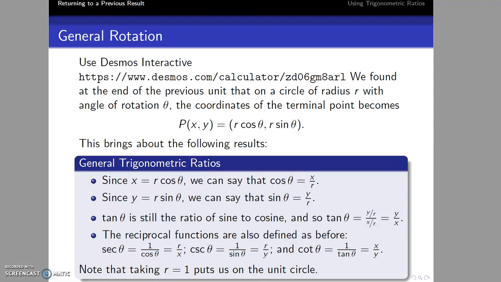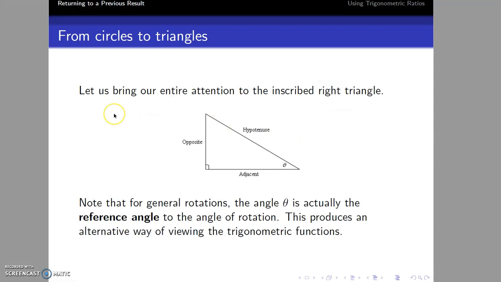The cosine of theta was not x over r there, it was just x. But that was because on the unit circle, r was equal to 1. So this equation, cosine theta being x over r, still holds on the unit circle. It's just r is 1. By the same token, sine of theta being y over r means that sine of theta is equal to y if you're on the unit circle. So this is the same thing we've had before, just now more general.